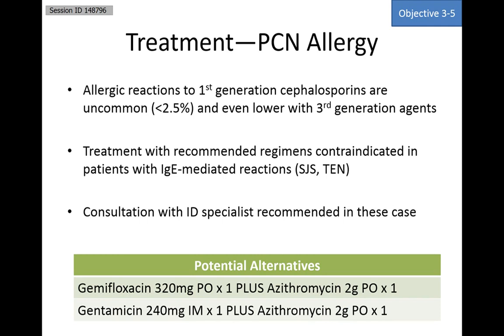Some alternative agents that can be considered for these patients with severe allergy are going to be gemifloxacin plus azithromycin or gentamicin plus azithromycin.